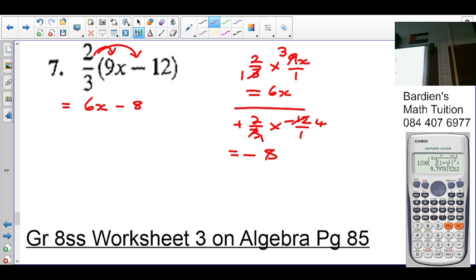Do I have to do that on the side? No. But because it's fractions, it's easy to make a mistake, that's why I do it on the side, for the learner that makes a mistake. Okay?